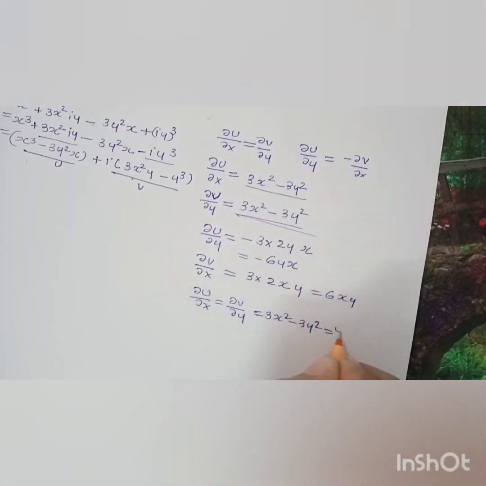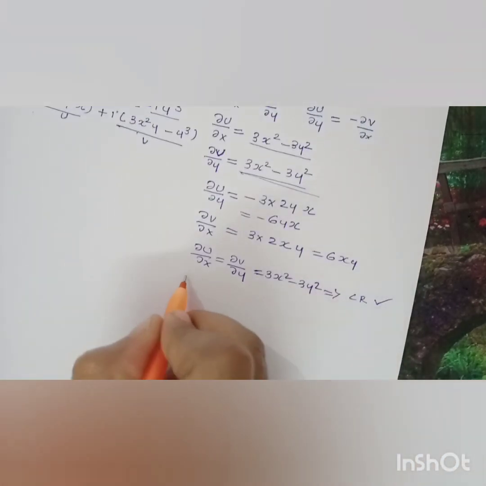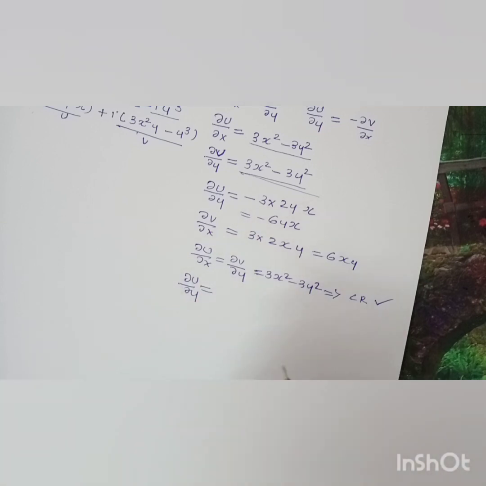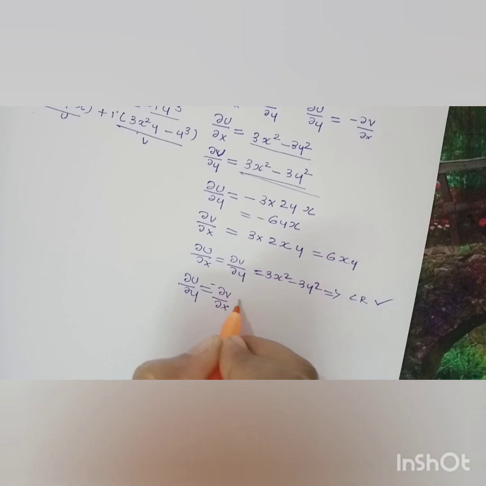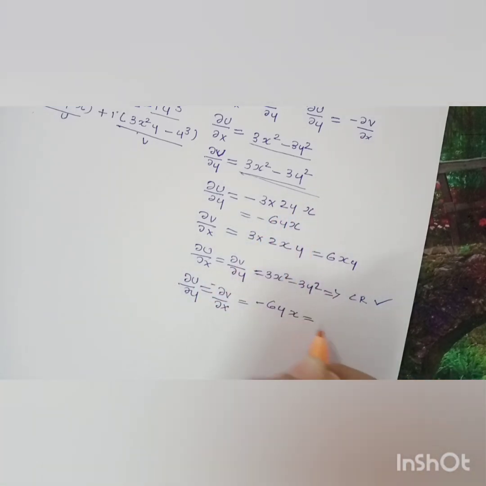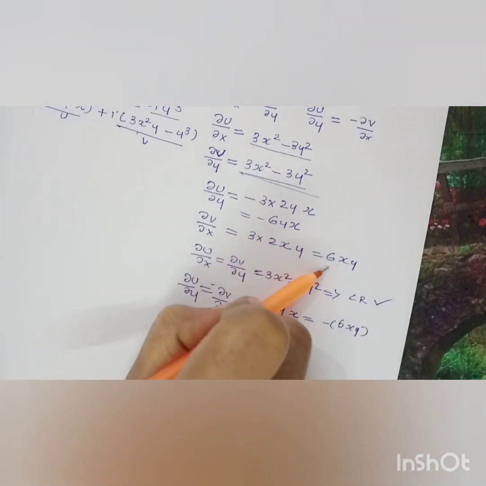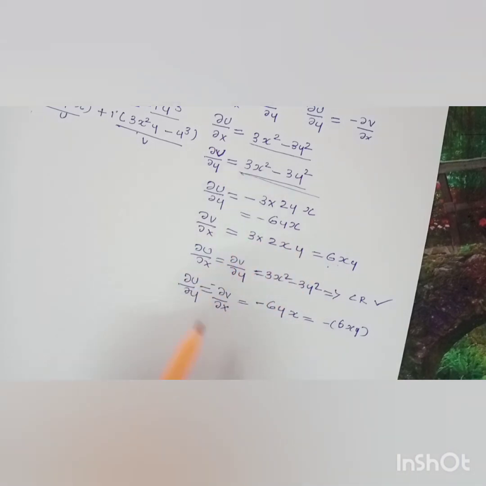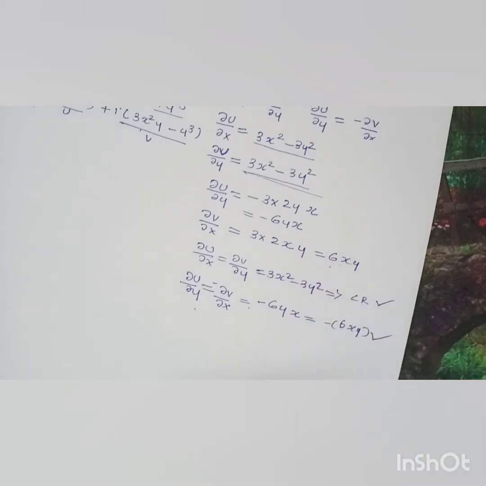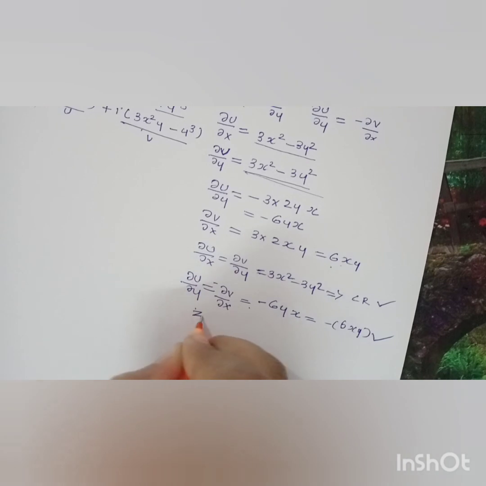So the Cauchy-Riemann condition is satisfied. Okay, next, ∂u/∂y is equal to minus of ∂v/∂x, so minus 6yx, that's equal to minus of 6xy. These are the same in magnitude, and there is only a minus sign. So the condition ∂u/∂y equals minus ∂v/∂x is satisfied. So this function is analytic. z cube is analytic. Okay.